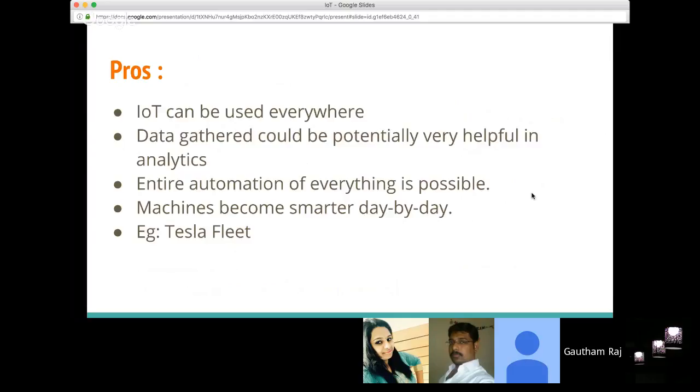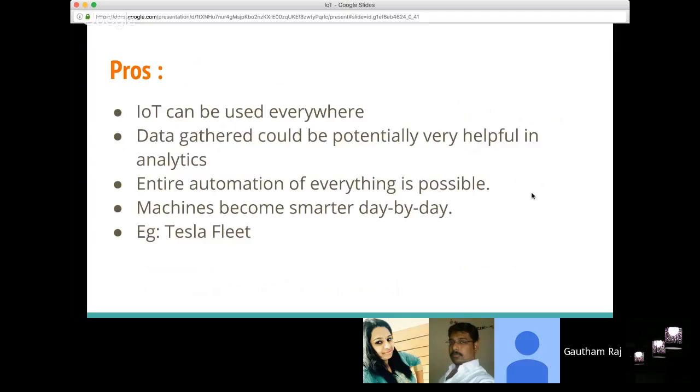Here I would like to quote an example of the Tesla fleet. You all know Tesla is a self-driving, semi-autonomous car. The Tesla fleet is a concept by Elon Musk, the CEO of Tesla. What he has proposed is that if you have a Tesla, you are not the only person to use it. In your free time, you can offer it as an Uber service so that other people can travel in it, and you'll get revenue from that.